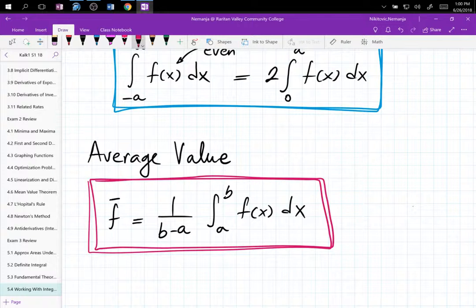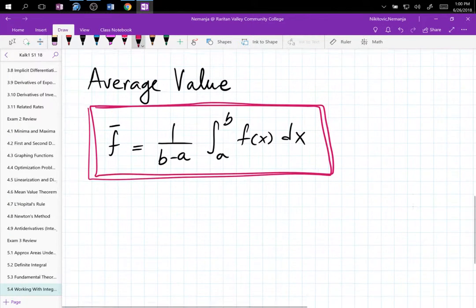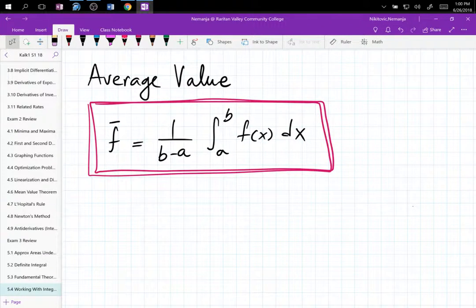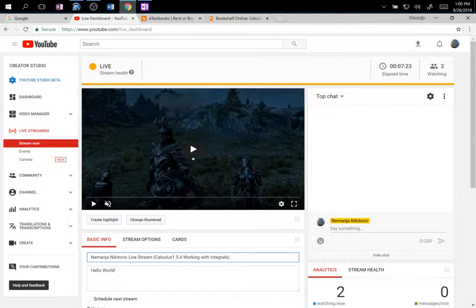So for the average value, let me go pick up a problem from the textbook so we can find.